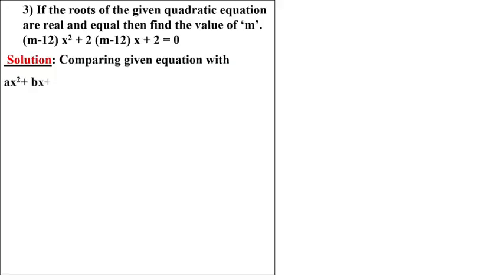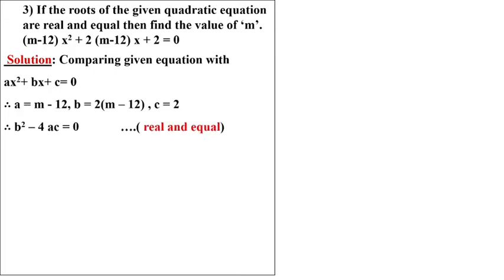Now student, the third one is given. If the roots of the given quadratic equation are real and equal, then find the value of m, where the equation is (m minus 12)x square plus 2(m minus 12)x plus 2 equal to 0. Now we will compare the quadratic equation with ax square plus bx plus c equal to 0. So here a value becomes m minus 12, b value becomes 2(m minus 12), and c value is 2. It is given in the question that the roots of the quadratic equation are real and equal. It means b square minus 4ac equals 0.